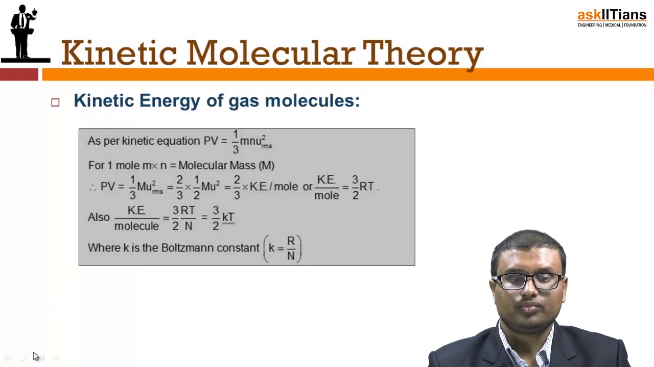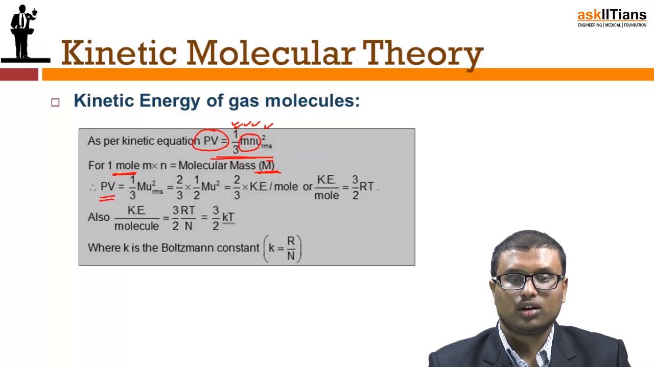So next, obviously if gases have certain velocity, they have certain kinetic energy, right? Because if there is a velocity, there is a kinetic energy. So as per the kinetic equation, PV is nothing but 1 by 3 mn URMS square. That means for 1 mole, n will be 1, so if n is 1, m into n will be what? Molecular mass. So I can write this as PV is nothing but 1 by 3 M URMS square.